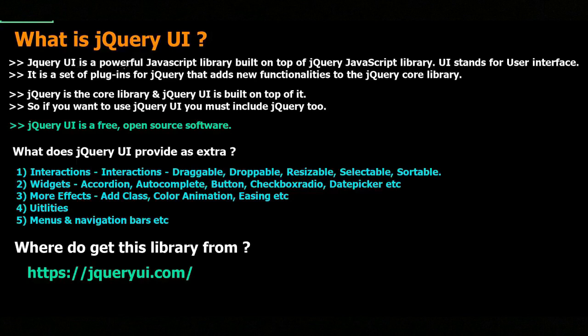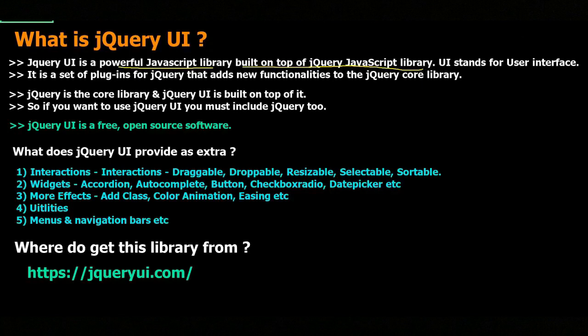So jQuery UI is a powerful JavaScript library built on top of the jQuery JavaScript library. We already have been going through the jQuery library, right? jQuery is a predefined, pre-written library which is open source for us, which we've been using throughout the last few video tutorials in this series. So what is jQuery UI? It's another JavaScript library which is built on top of the jQuery JavaScript library.